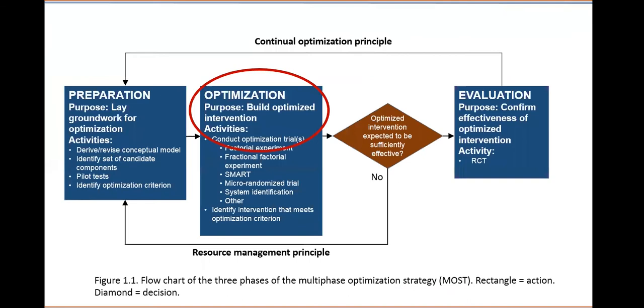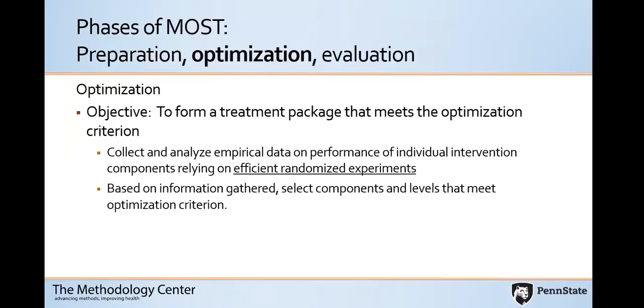Okay, so let's move now to the optimization phase of MOST. The purpose of the optimization phase is to build the optimized intervention. We want to form a treatment package that meets the optimization criterion that was specified in the preparation phase. So we do this by collecting and analyzing empirical data on performance of individual intervention components, and we're going to rely on efficient randomized experiments. And then based on the information gathered, we'll select the components and component levels that meet the optimization criterion. And those components and component levels are going to form the treatment package. I know that seems a little abstract right now, but we're going to get more concrete about it in a moment.